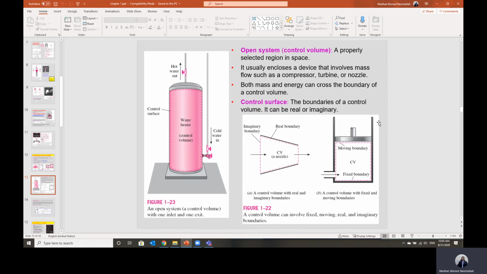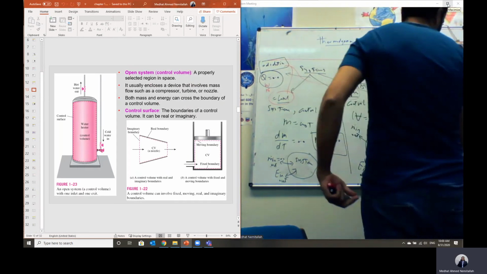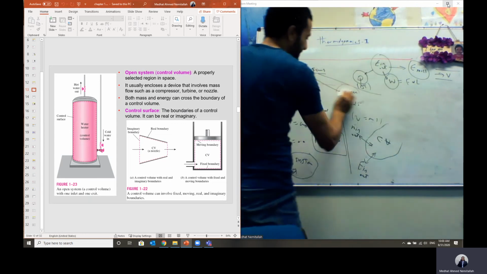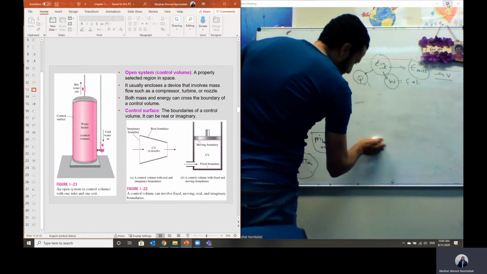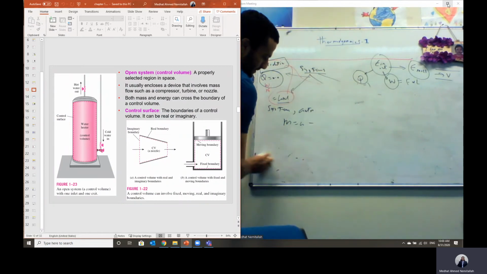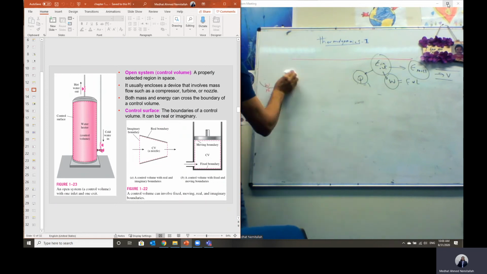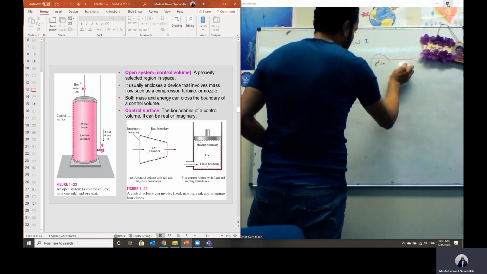What about the nozzle? This is a small device we call a nozzle. Its function is just to accelerate the flow. If I have a flow and I want to accelerate it, I can pass it through a nozzle. The area is reduced in the flow direction, so the velocity of the flow is increased, and as the velocity is increased, the pressure is reduced.